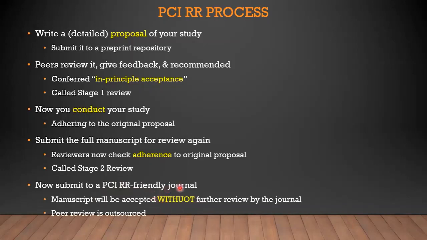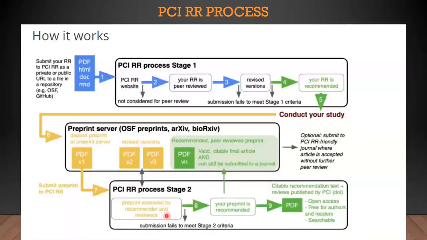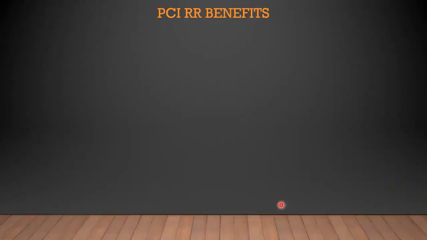This is the revolutionary part. Imagine journals accepting your paper without doing their own review because your paper has been accepted elsewhere. So this is a diagram. You do stage 1 review, and then you conduct your study, and then you get the second round of review, and then you submit it to the journal. So what are the benefits of this process?